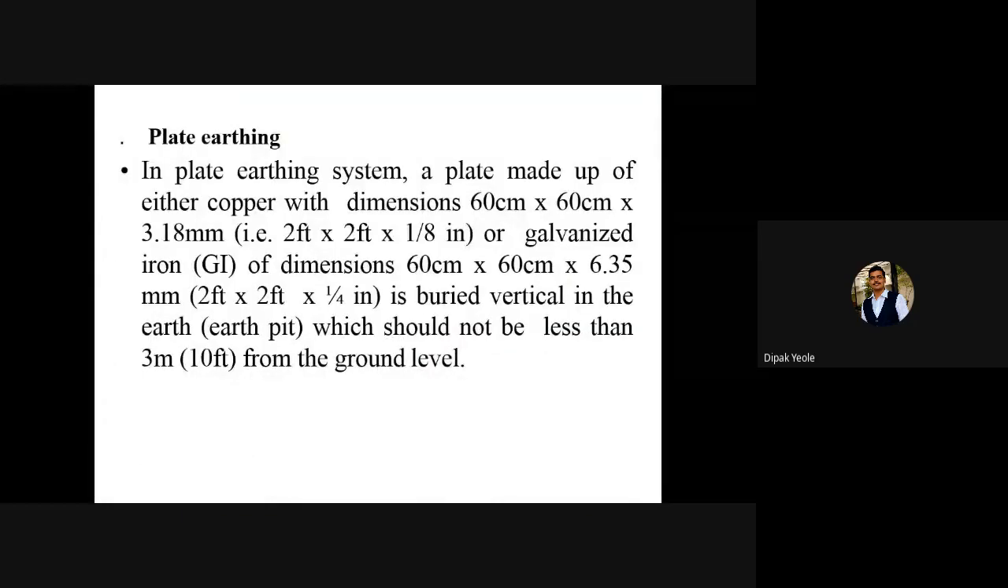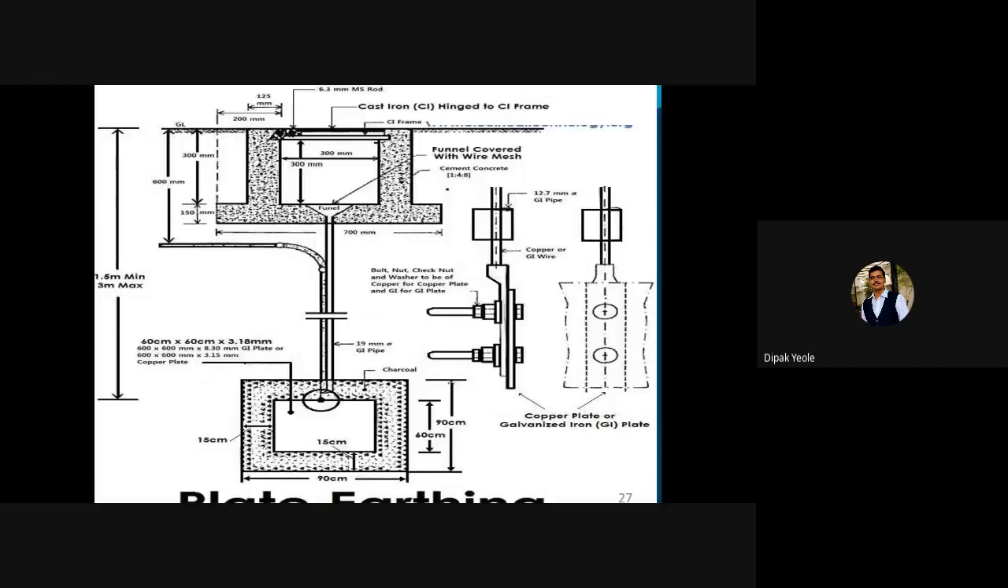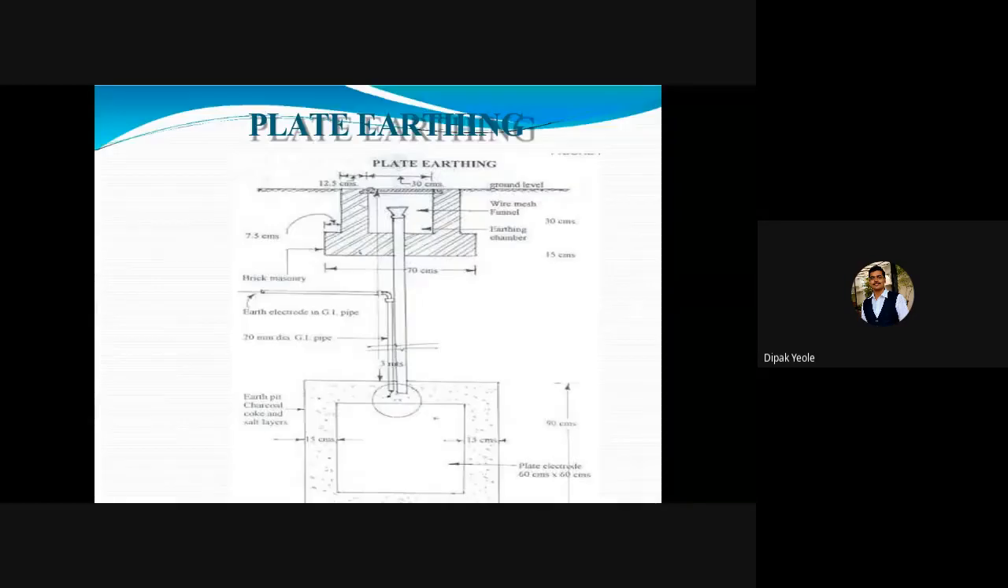This is the plate earthing. Obviously we need the perfect dimension, because if you are not writing the perfect dimension, then your answer will not make an impression. So you have to write the perfect dimension: for the copper plate we are using 60 centimeter by 60 centimeter by 3.18 millimeter. You can write it in feet also, or we can use galvanized iron with dimensions 60 centimeter by 60 centimeter by 6.35 millimeter. This is the plate earthing explanation, and you can see over here we are using the plate. Obviously we need the funnel also to pour the water.